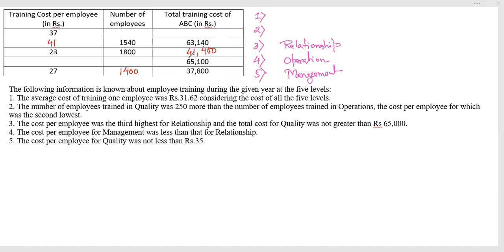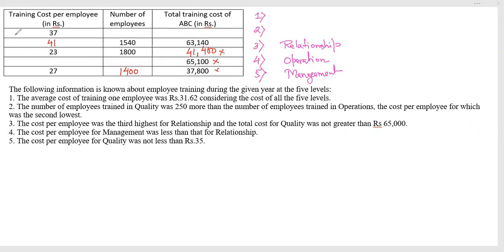Now quality in these particular columns, if I check, I know that quality cannot be 60, quality cannot be the fourth row, as 65,100 is the cost. So quality cannot be this one. Similarly, this is 23, this is 27. Quality cannot be here, cannot be here. Quality is among the first two.